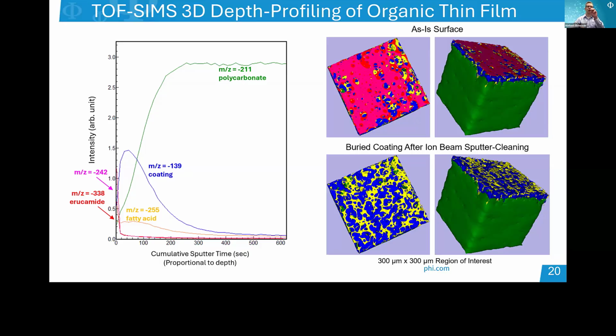For example, the distribution of erucamide shown by the red color in the top row. Erucamide is a slip agent used in the manufacturing process to reduce friction of plastics as they move through different processes.